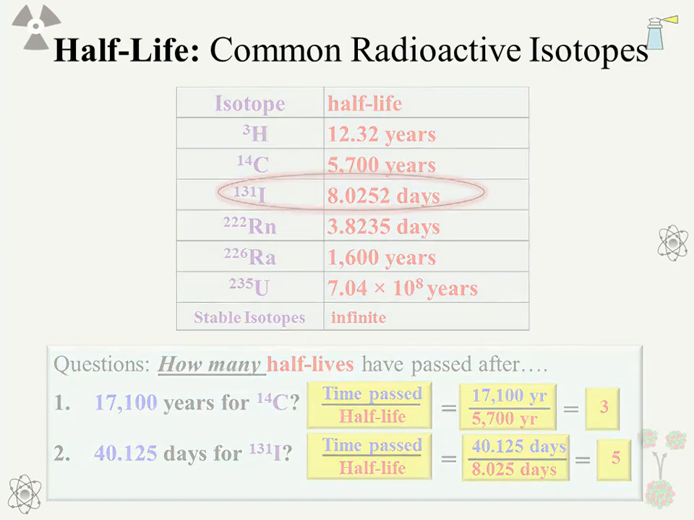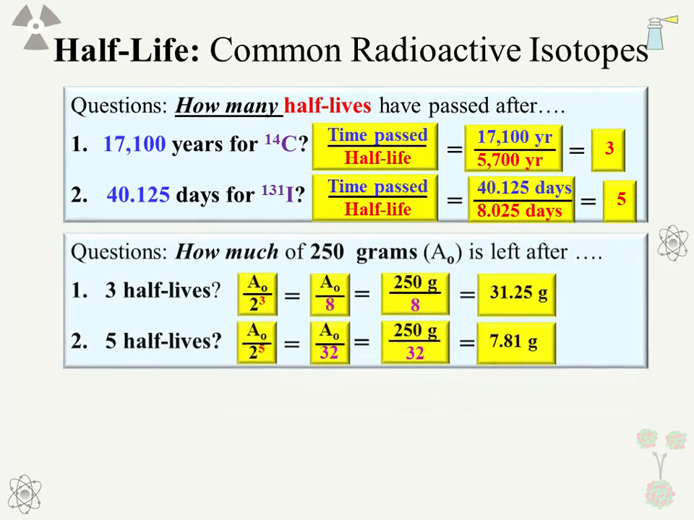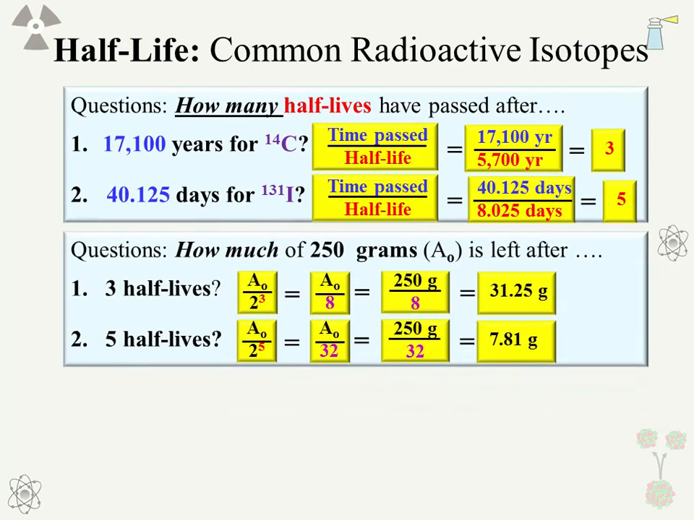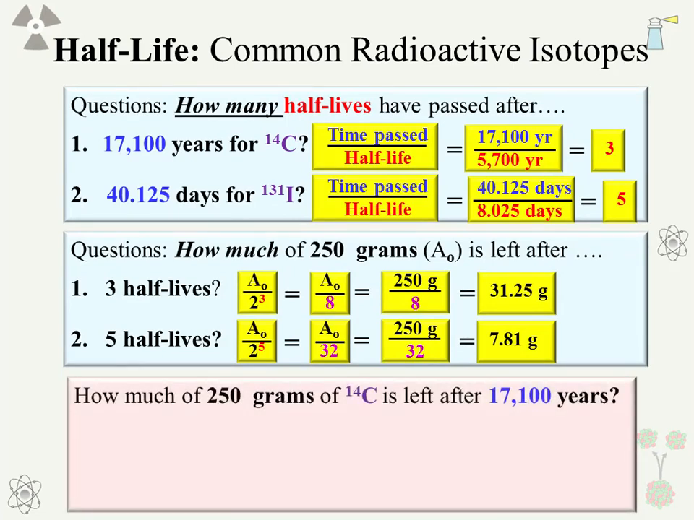Now we can combine both components of half-life into a typical problem found in a textbook, keeping with the same numbers for demonstration purposes. How much of 250 grams of carbon-14 is left after 17,100 years? The problem solves in these same 2 steps.